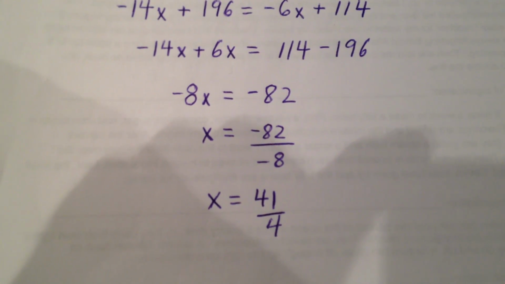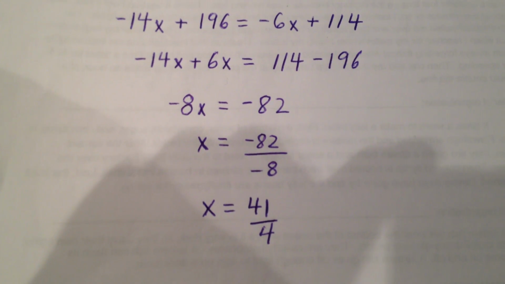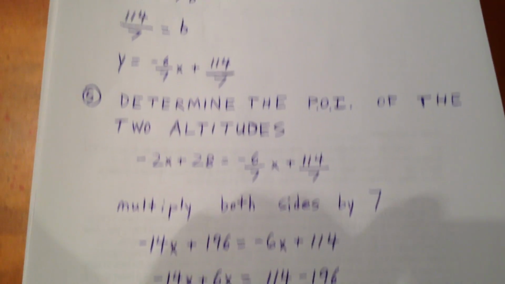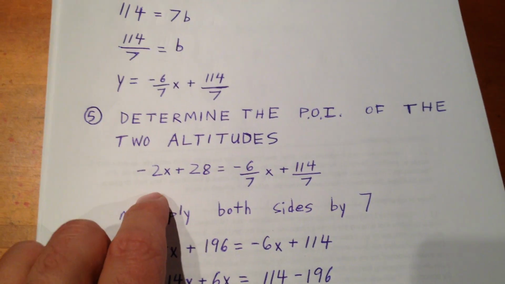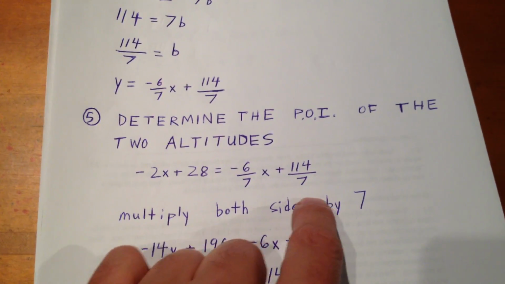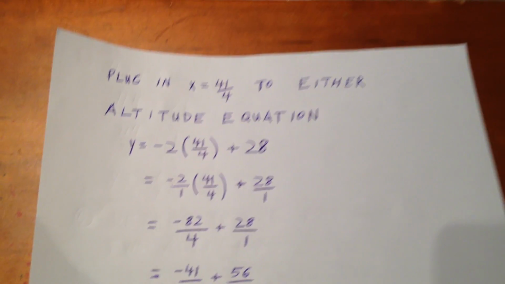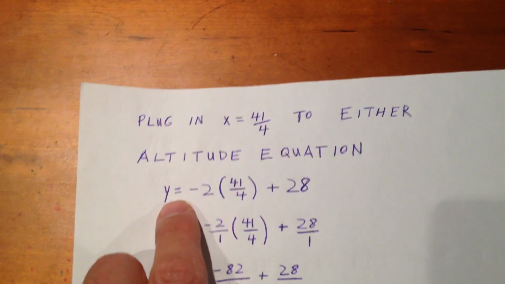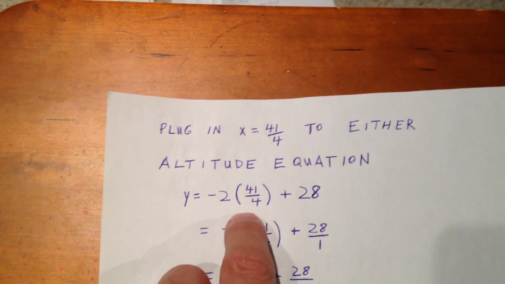Okay, well that hasn't given us the point yet. We still have to substitute that value of 41 over 4 into either line equation. So we'll use the equation y equals negative 2x plus 28 because it seems a little simpler than this one. So we'll take that value of 41 over 4 and plug it into the expression y equals negative 2 times x plus 28.